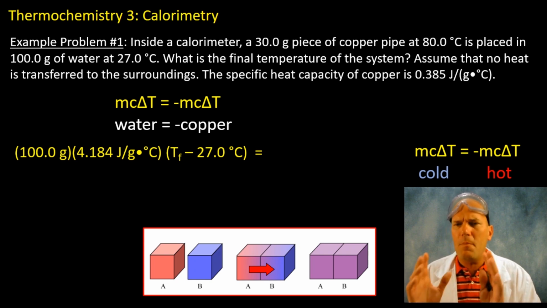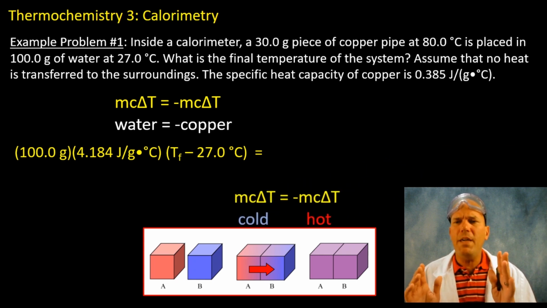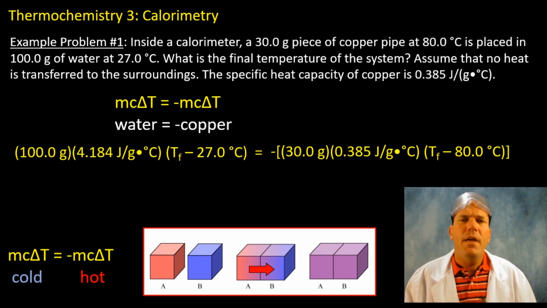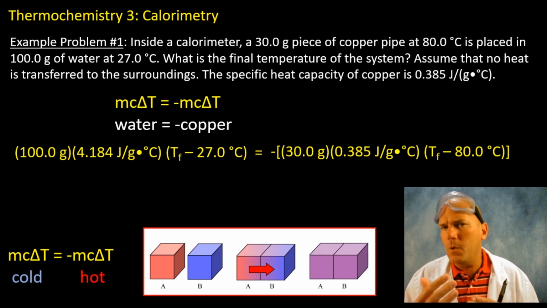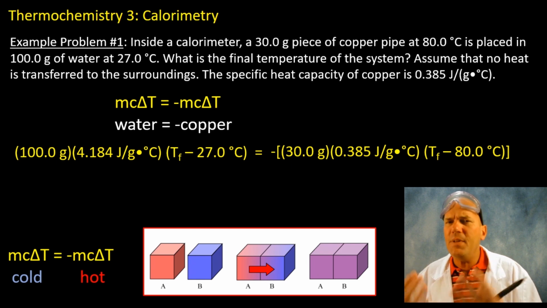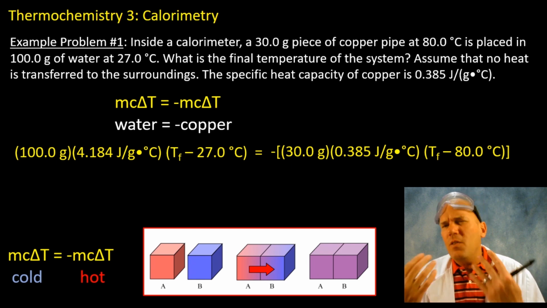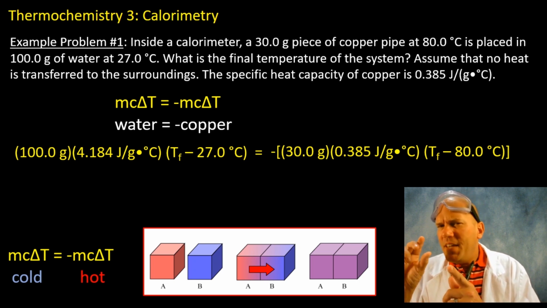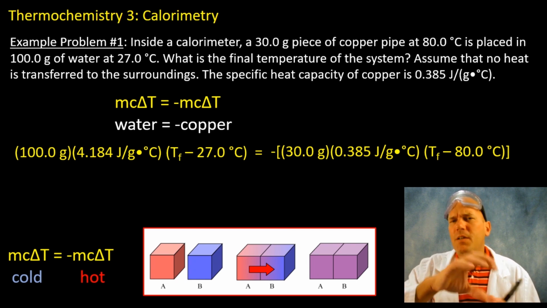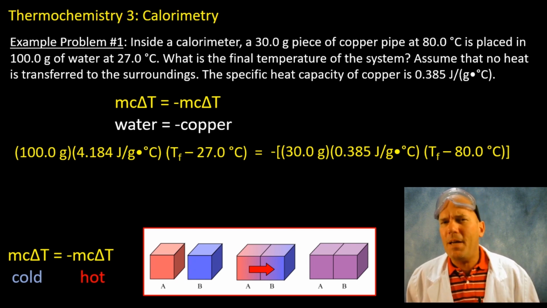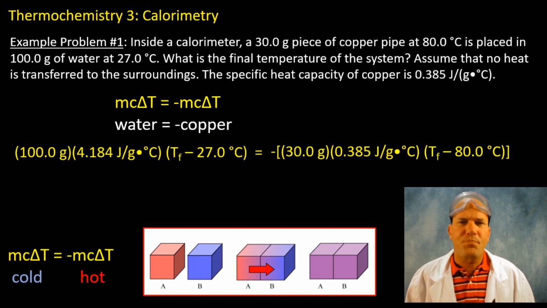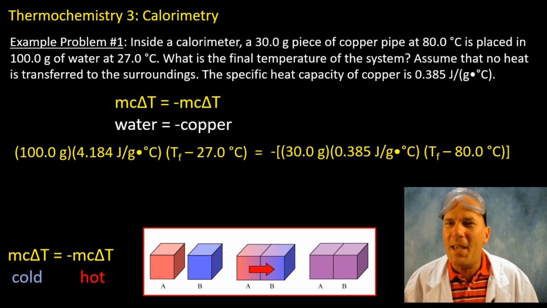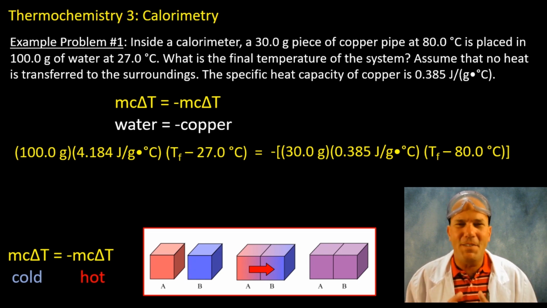Now let's look at our piece of copper pipe. We have 30 grams of copper pipe, and we're given the specific heat capacity for solid copper to be 0.385, and the final temperature we don't know, but we can predict if heat is going to flow from the hotter object to the colder, then the hot copper pipe is going to decrease for its final temperature. But we do know its initial temperature to be 80 degrees Celsius. I love this stuff. This is so cool.